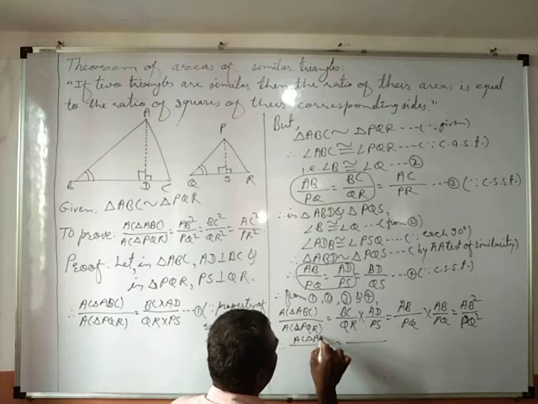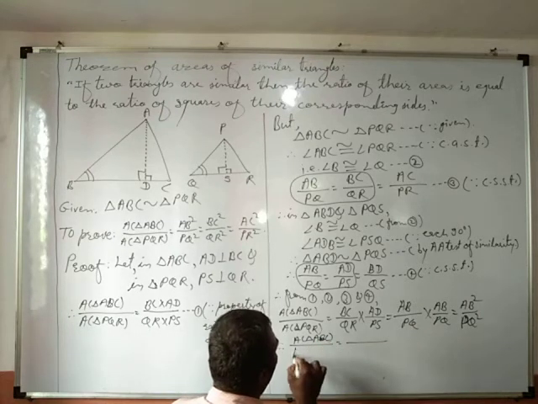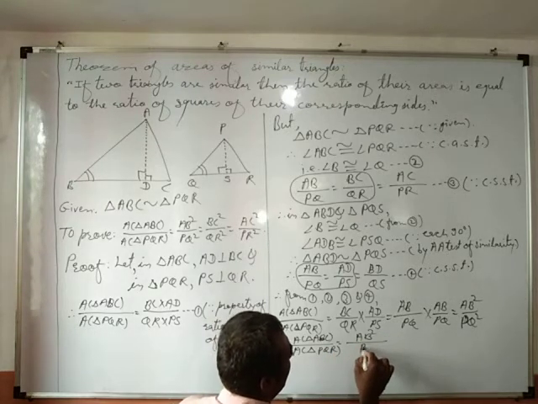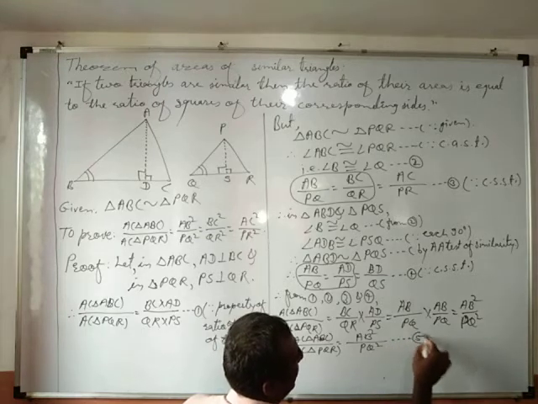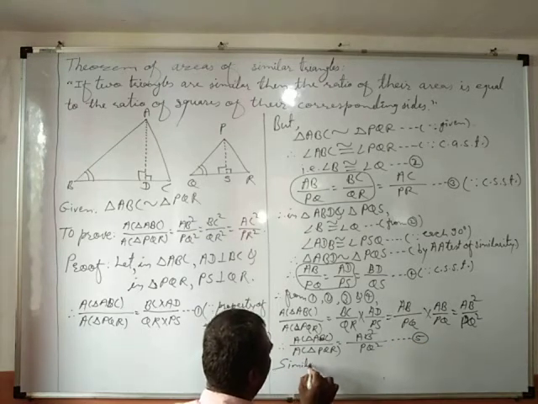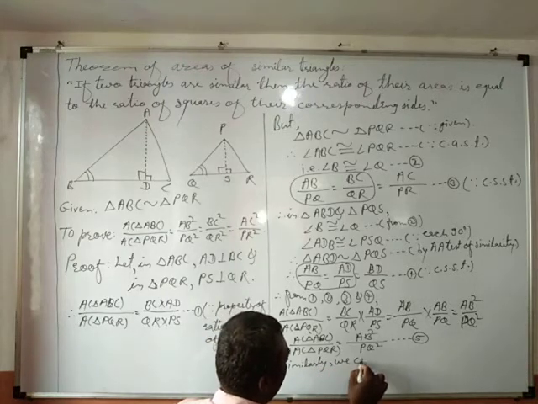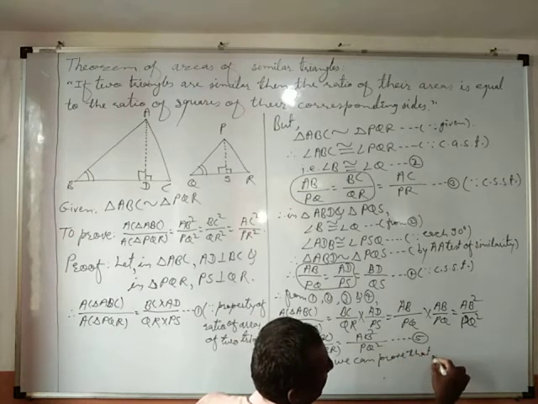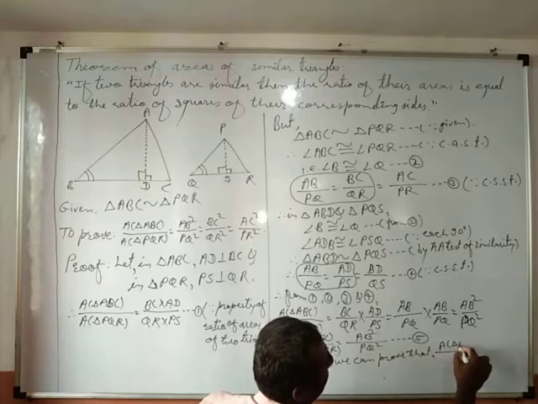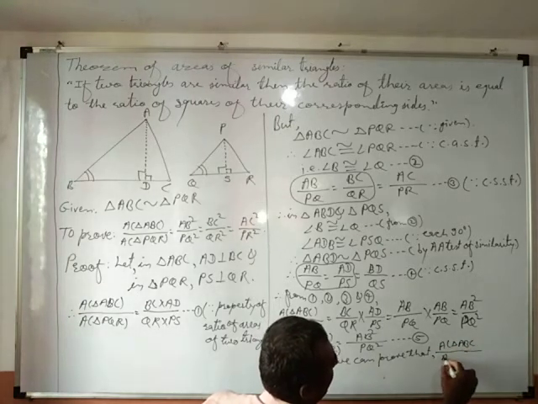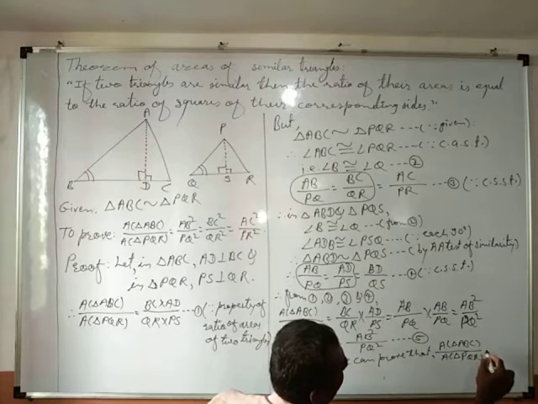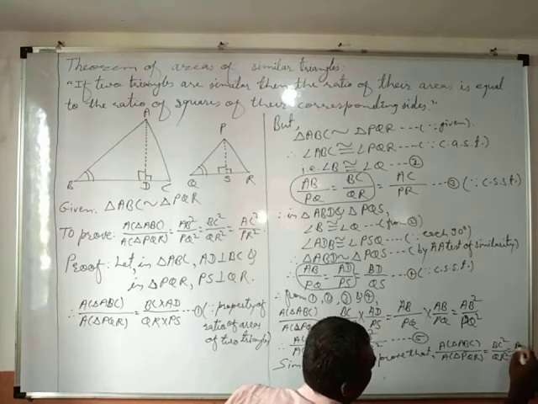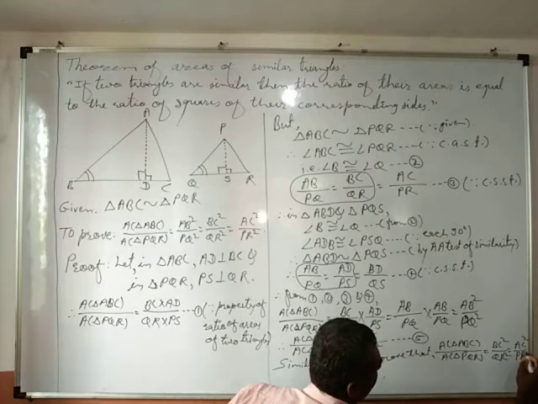area of triangle ABC upon area of triangle PQR equals AB square upon PQ square. Equation 5th. Similarly, we can prove that area of triangle ABC upon area of triangle PQR equals BC square upon QR square equals AC square upon PR square.